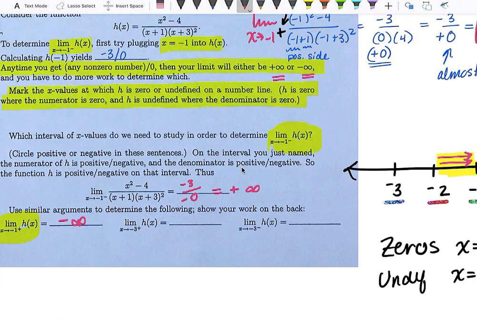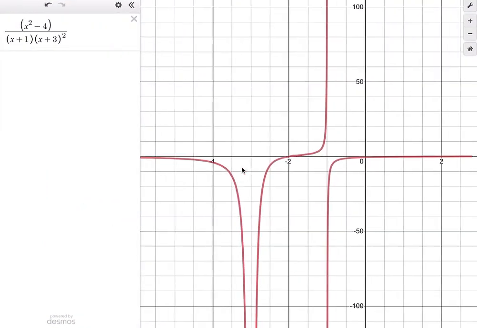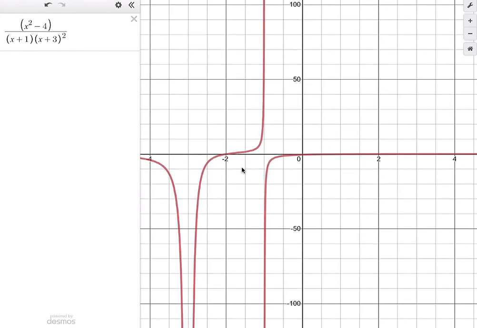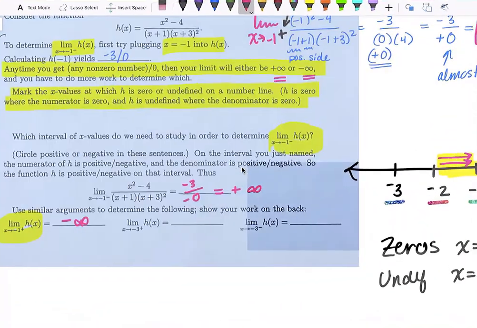So if we look at a graph, what we should see is a vertical asymptote at -1. And I happen to have a graph here. So if we go to -1, you can see we have a vertical asymptote at -1. As we approach from the left, we are going to positive infinity. As we approach from the right, we are going to negative infinity. So the graph matches what we are doing analytically.